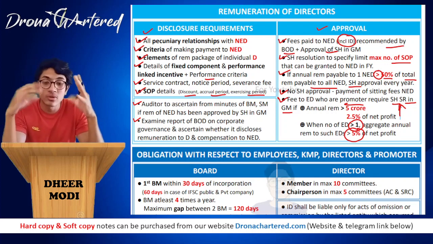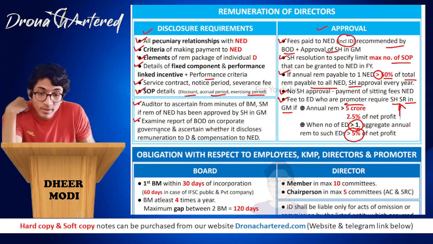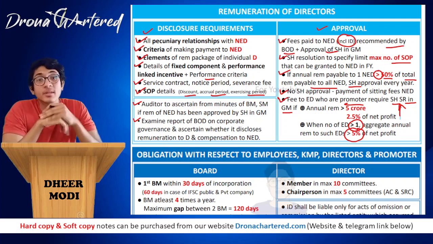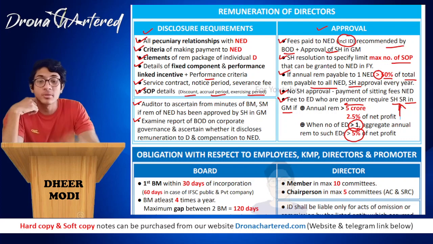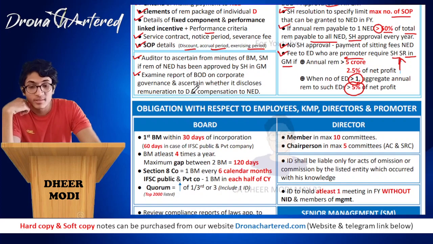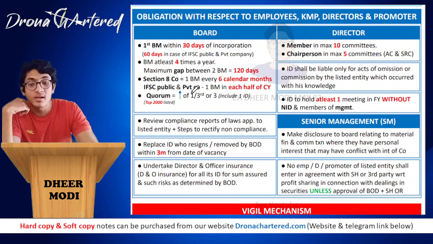The board of directors also make a report, so the auditor has to check the report on corporate governance and ascertain whether it discloses remuneration to directors and compensation to your non-executive directors, because all of this has to be disclosed in the report. Okay. Now next part is obligation with respect to employees, KMP, directors and promoter.